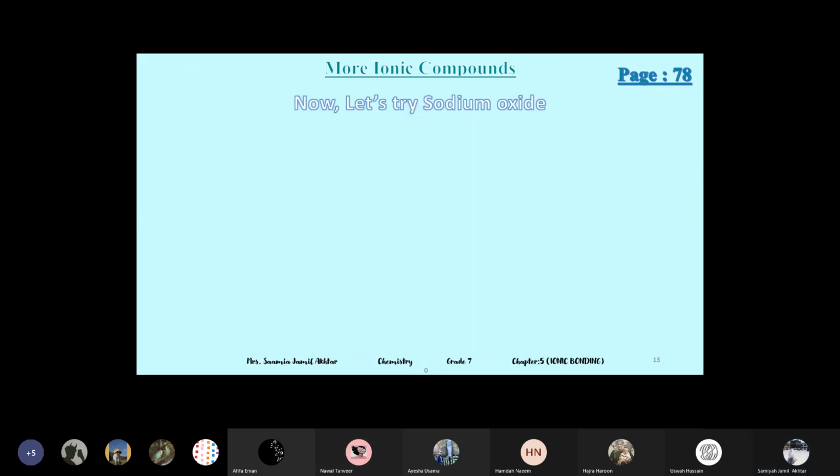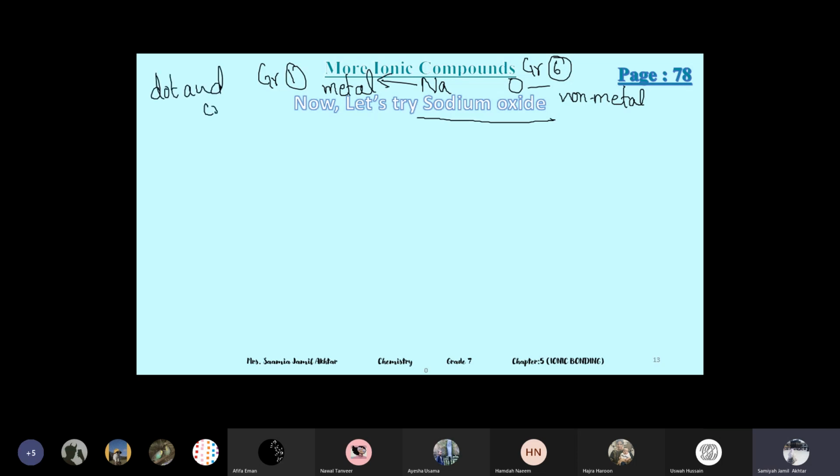Okay, let's move on. And let's try sodium oxide, next compound. Again, it's very easy to identify that it's an ionic compound because there is sodium and oxygen in it. Sodium is present in group 1, so it's a metal. And oxygen is present in group 6 and it is a non-metal. And I told you that the bond between metal and non-metal is always ionic. So let's try to make a dot and cross diagram for sodium oxide. So first we have to do a rough work.